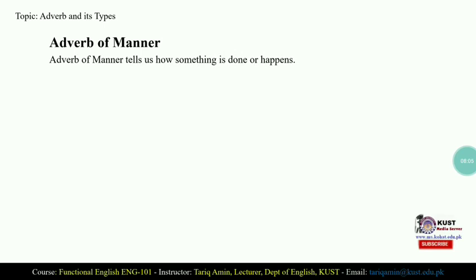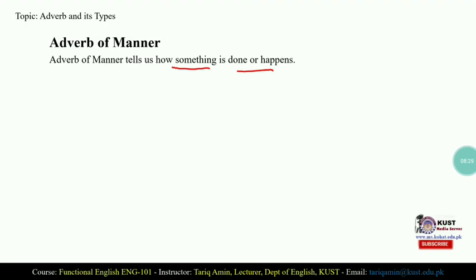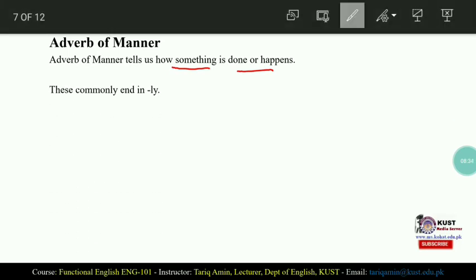Adverb of manner. Adverb of manner tells us how something is done or how something happens. Adverb of place shows the place of an action, where the action happens, whereas adverb of manner shows us how something is done or how something happens. Most of the time it answers the question how. These commonly end in ly, such as beautifully, loudly, etc.